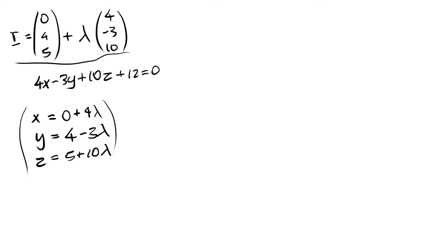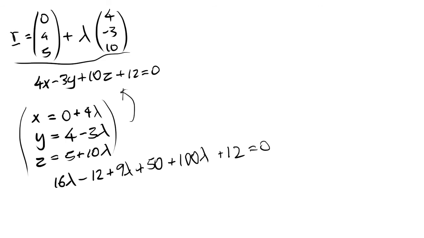And now we have this whole mess that we can substitute in to give me 4 times 4 is 16 lambda minus 3 times 4 is 12 plus 3 times 3 is 9 lambdas plus 10 times 5 is 50 plus 10 times 10 is 100 lambdas, and that plus 12 is 0, so that would give me minus 12 plus 12 and 50, let's see.